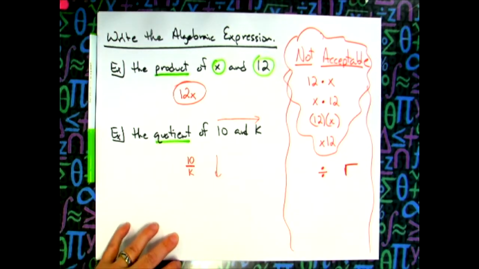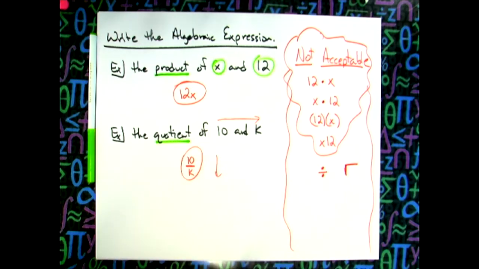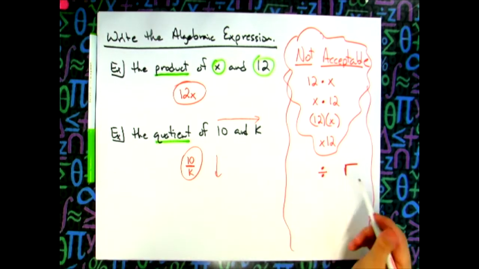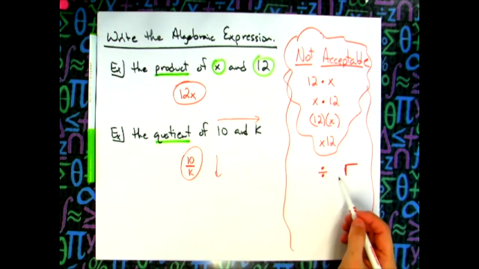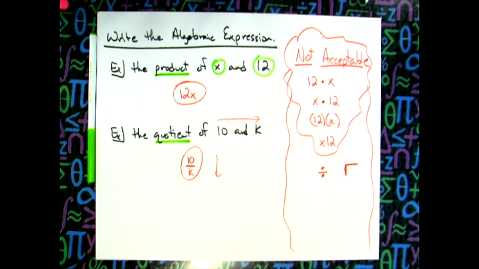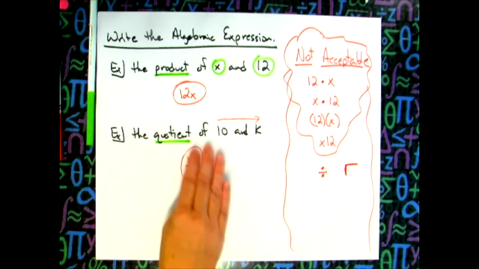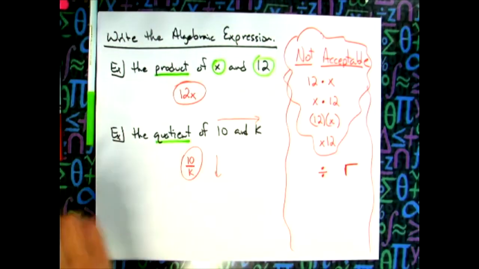If you reverse them, it's not right. The quotient of 10 and k, read left to right, is written top to bottom. And it does make a difference because why? Remember when you were in elementary and you did long division, the top number went inside the box, the bottom number went outside the box. So it makes a difference if you put them in a different order. So you did several of these. Each one of these were algebraic expressions.